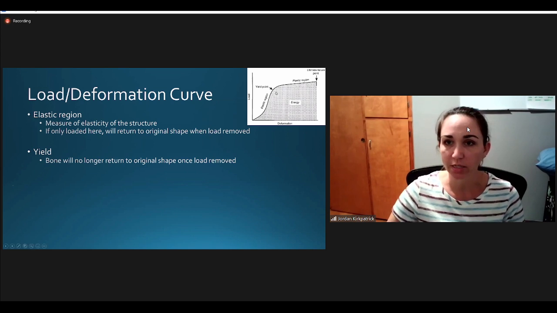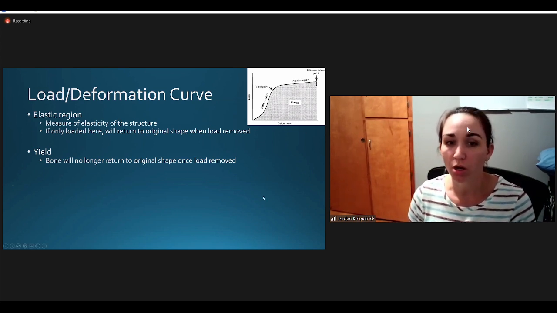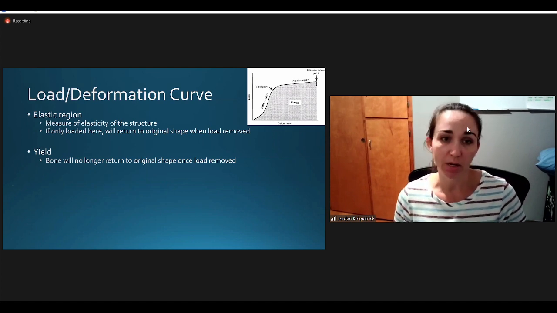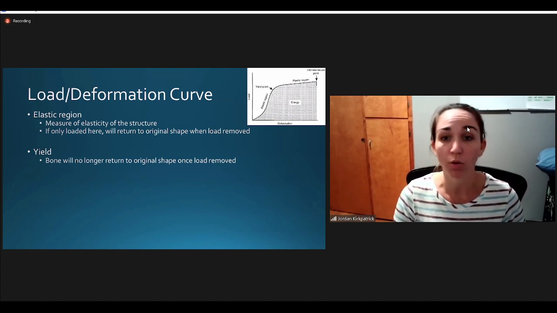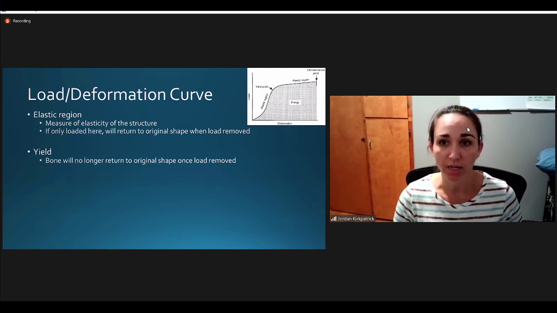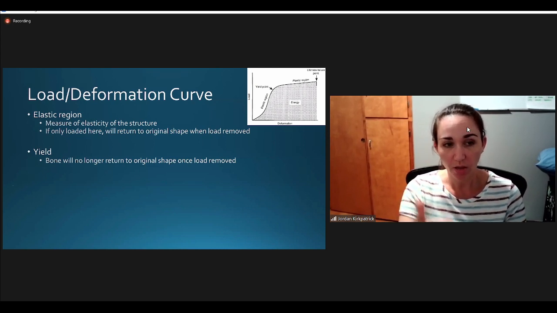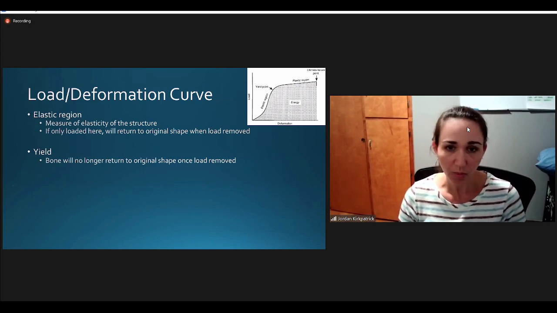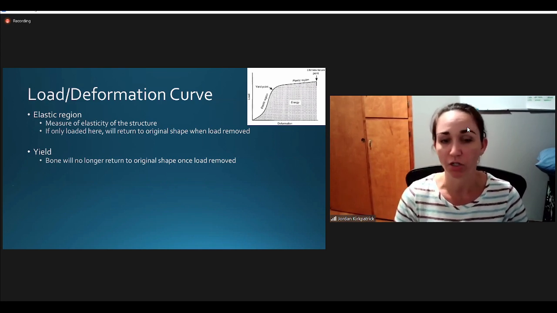The yield point is when the bone will no longer return to its original shape once the load is removed. Now, this could have a negative connotation, as in, oh, it's about to fracture, or as your bone is changing when you're exercising, it will get to a point where the load is too much. Now the bone needs to change shape to be able to handle the increased load over time. So some of this isn't negative, it's just how the body reacts and how the bone changes as you're exercising and things like that.